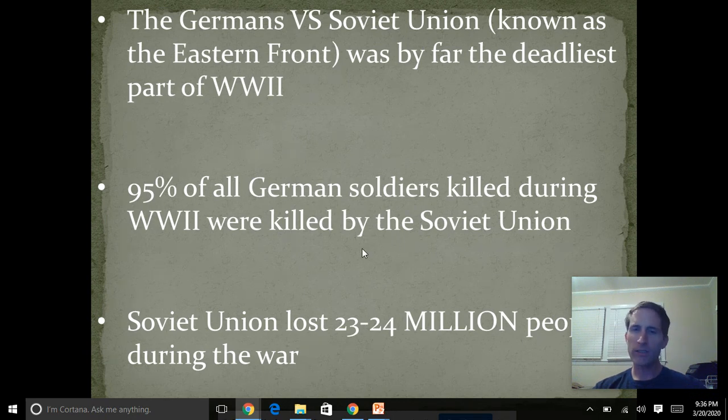Now, those are just numbers to you, but it's kind of like this. That's enough people, basically, if you took every single person in the entire state of South Carolina, North Carolina, and Georgia, put them all together, that's about 25, 26 million people. So that's almost like killing every single person in all three of those states. That's a lot of people.